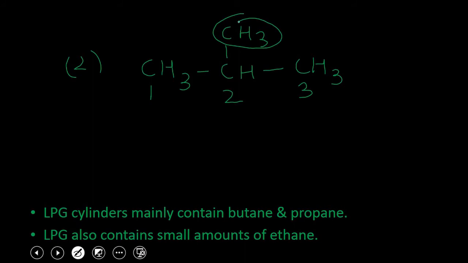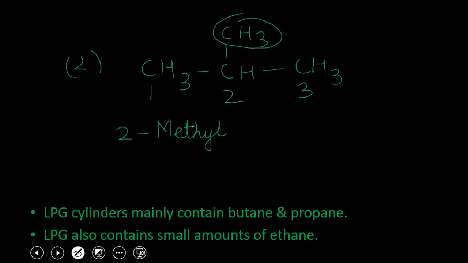So what will be the name of this compound? First we will write the number of that carbon atom on which branch is present. So on the second carbon atom, branch is present. So I have written 2 here. Then we will write the name of the branch. So I'll write here 2-methyl, because CH3 group is the methyl group.